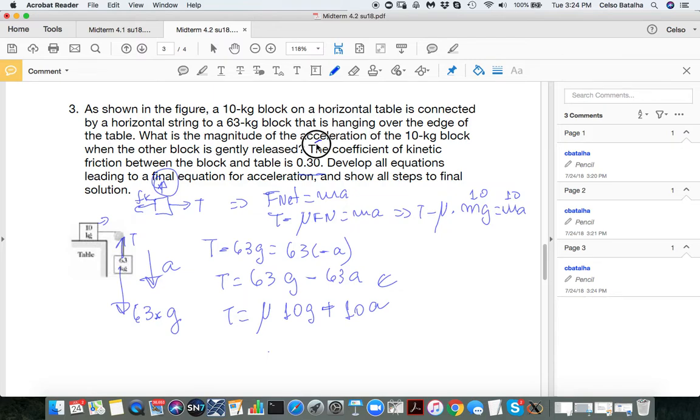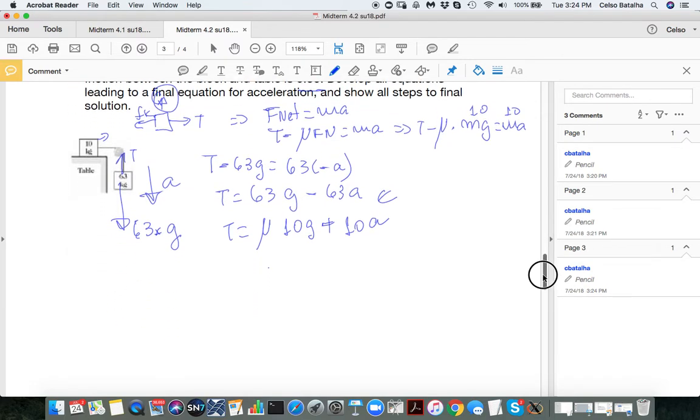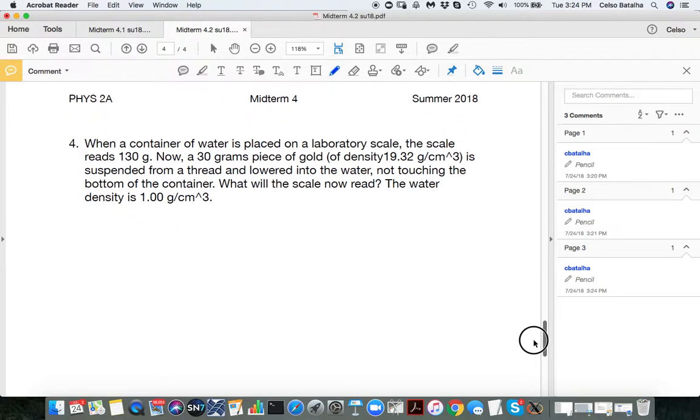What do we want to find? Yeah, we want to find acceleration, that's how we found it. Could use also energy.